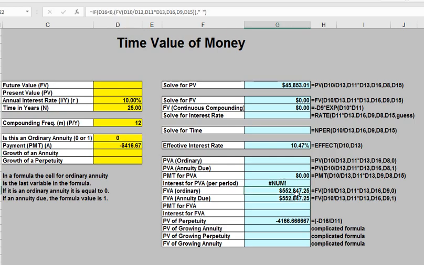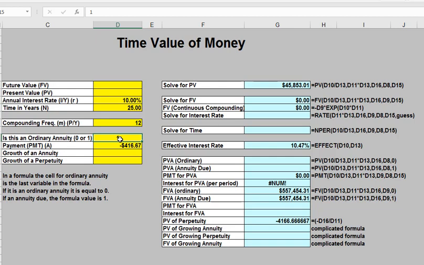In this case, instead of $490,000, I have $552,000. What happens if I do this as an annuity due? If you change the number from 0 to 1, it's another $5,000. So again, making payments sooner and making payments more frequently make the values of our investment grow.